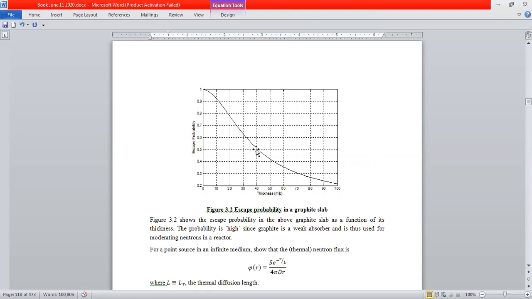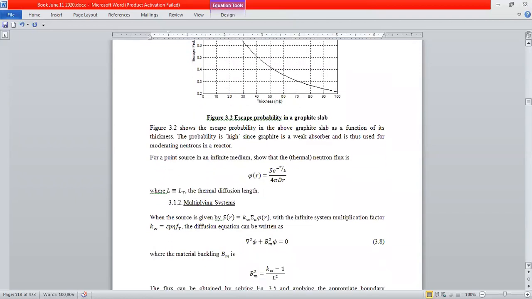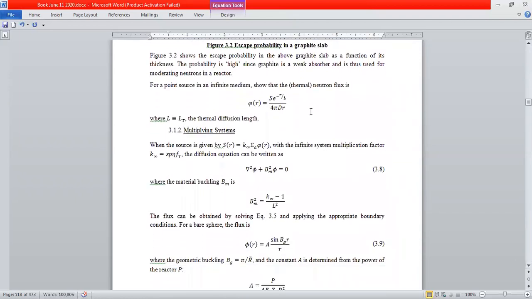Now 1 mean free path was about 2.2 centimeters, so 40 times this is about 81 centimeters. So at about 80 centimeters, half of them go, and about 100 times 2.2 is 220, so a 2.2 meter thickness slab would let only about 22% escape. So that gives you good engineering information. And why was that? It was because graphite is a weak absorber. I'm sure if you had done that for water, it would not be the case that you get such a big escape. So it's used for moderating neutrons.